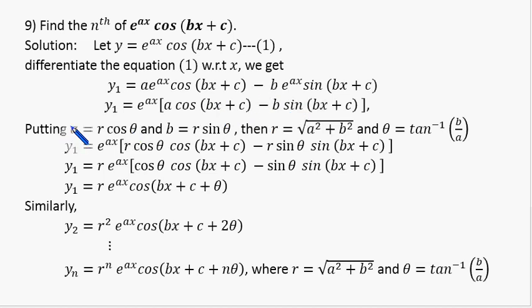Here also we have to put a is equal to r cos theta and b is equal to r sin theta, then r is equal to square root of a square plus b square and theta is equal to tan inverse of b by a.